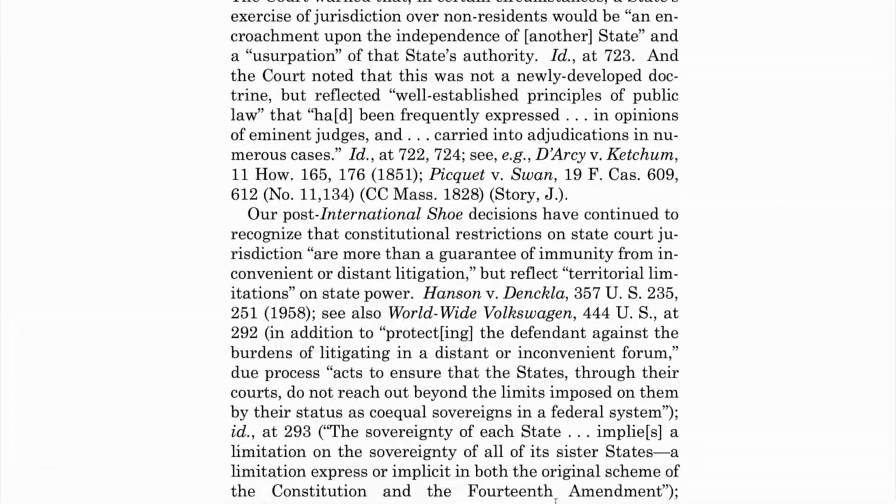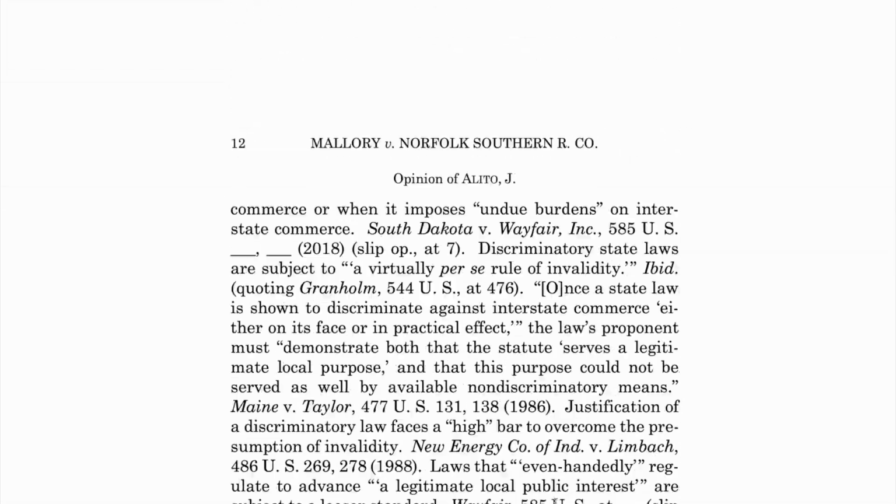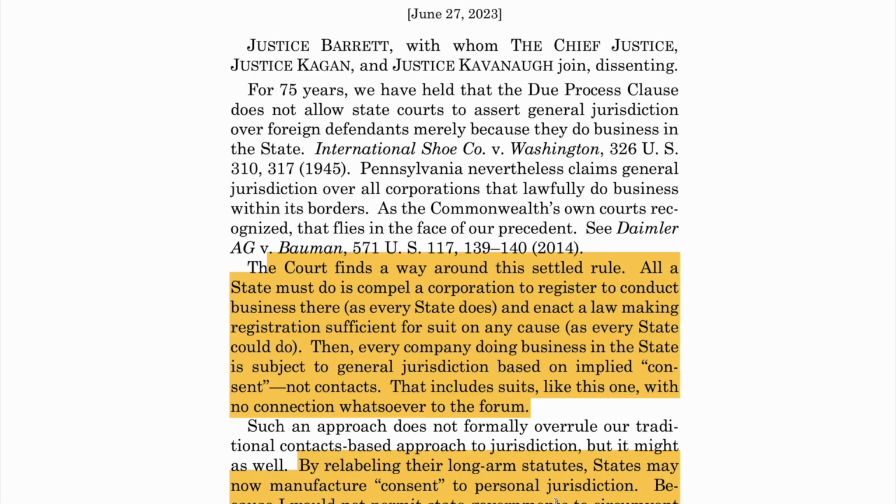Now we drop down and look at Justice Barrett. And here is what Justice Barrett has to say. For 75 years, we've held the Due Process Clause does not allow state courts to assert general jurisdiction over foreign defendants merely because they do business in the state. Pennsylvania nevertheless claims general jurisdiction over all corporations that lawfully do business within its borders, as the Commonwealth's own courts recognize that flies in the face of our precedent.